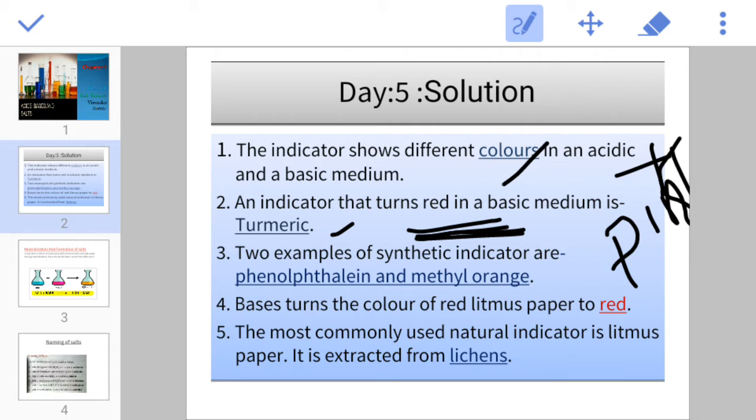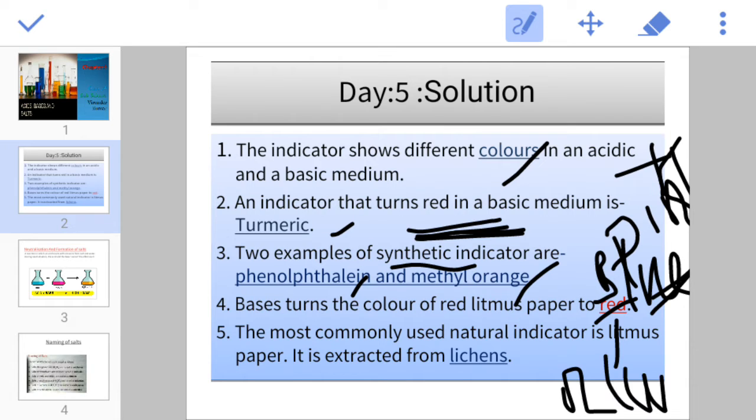Okay, number 3, two examples of the synthetic indicator are dash and dash. Synthetic means man-made, and it is phenolphthalein and methyl orange. Number 4, bases turn the color of red litmus paper to dash. And if you talk about acids, it is blue litmus paper to... I think here is a mistake. It's blue. Bases turn the color of red litmus paper to blue. Next, the most commonly used indicator is litmus paper. It is extracted from lichens.